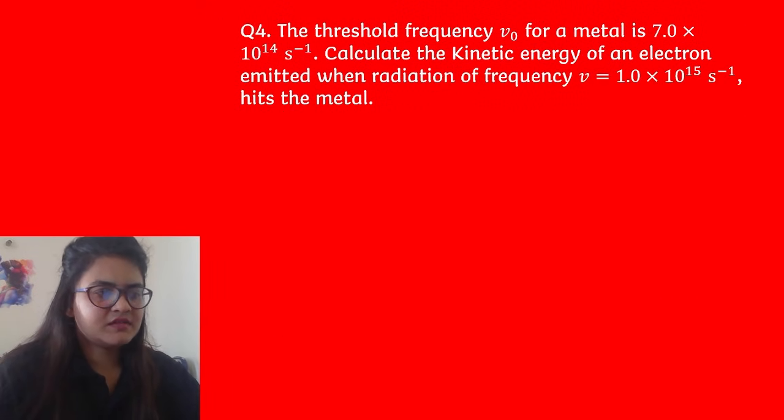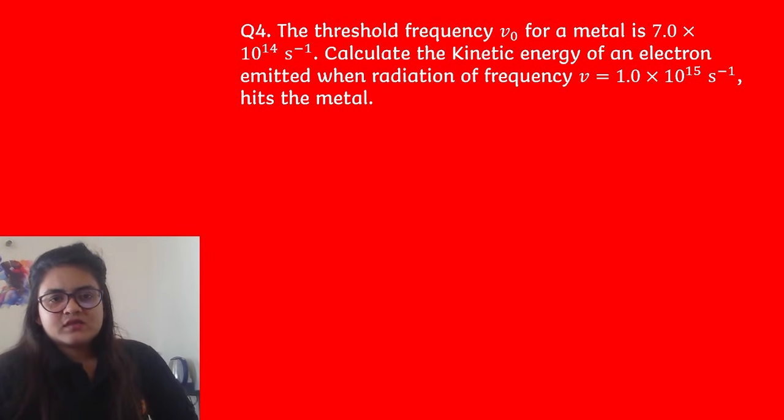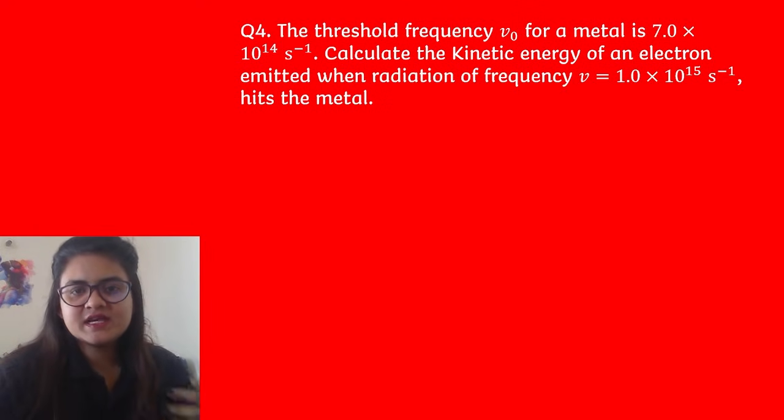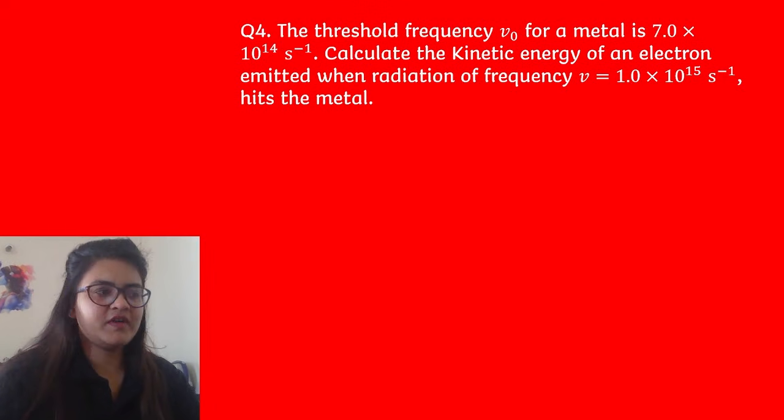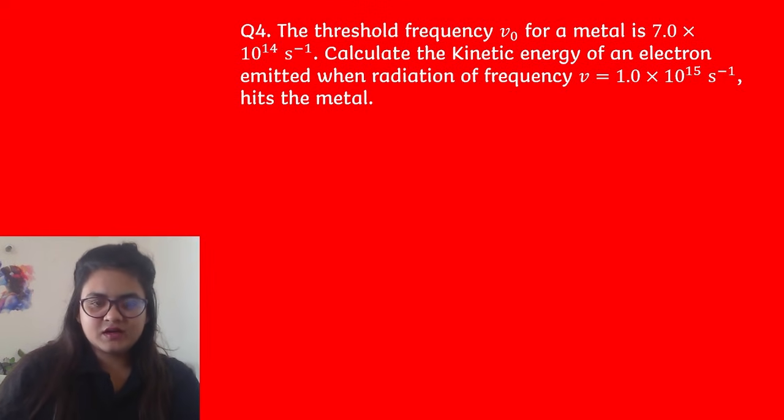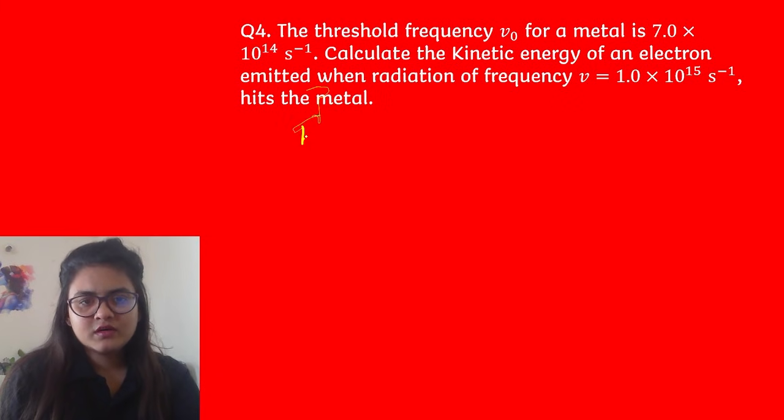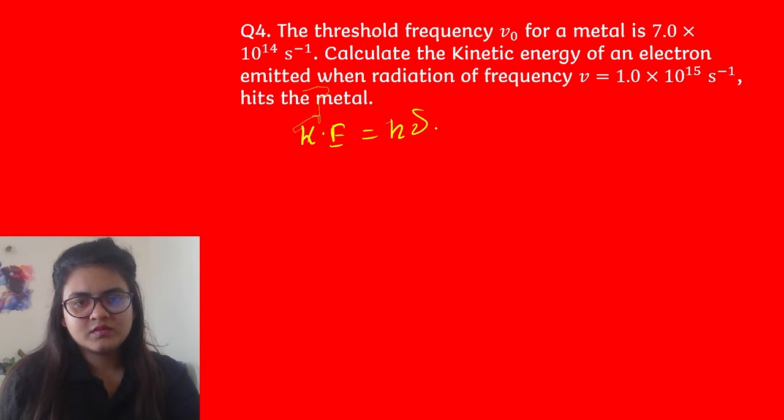Okay, so this is a question from photoelectric effect, right? So let's proceed. The threshold frequency, that is nu 0, for a metal is 7 into 10 power 14 second inverse. Calculate the kinetic energy of an electron emitted when radiation of the given frequency hits the metal. Okay, fine. So we know the direct formula we can apply out there. We know kinetic energy is basically equal to h nu minus h nu 0, right?